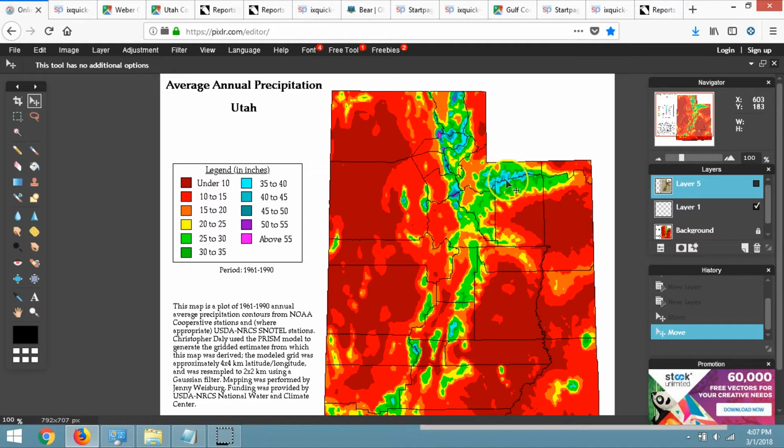Let's see, the Uintas over here, higher precipitation. And then much of Utah is a desert. We'll see in a little while that the map for Florida is much different because everything's pretty much above this level. Everything is above this level here. Okay, let's move on. Don't want to ramble too much here.